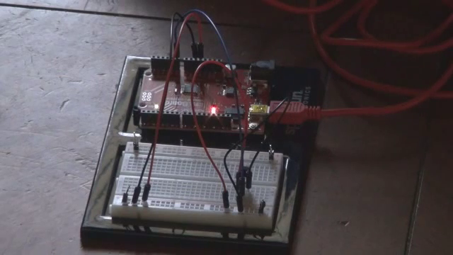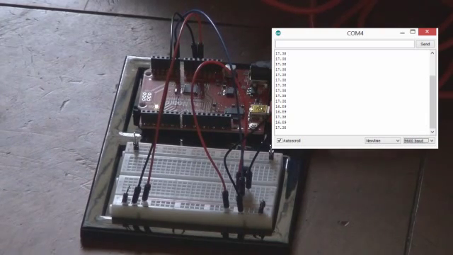Circuit 10 uses a temperature sensor to do exactly what you think a temperature sensor would do. The output is constantly displayed on the Arduino IDE serial monitor.